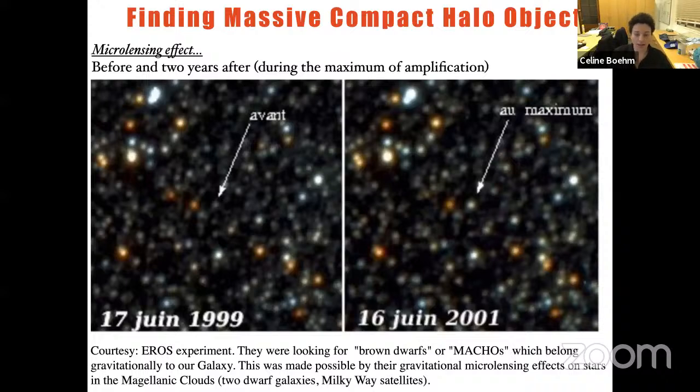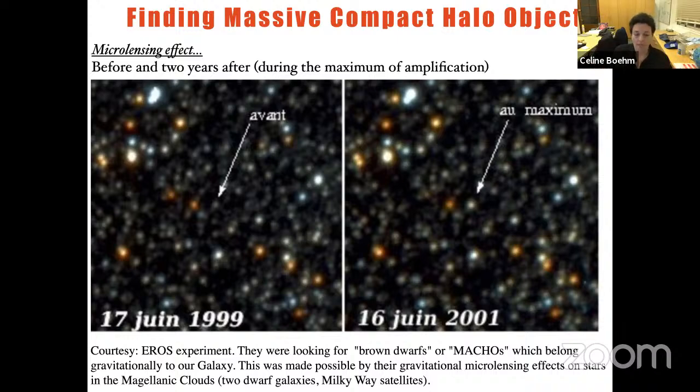And if you have those objects, then when they pass in front of a star, they would induce some lensing, as I explained before, but actually a very small amount of lensing. So it's called microlensing. And back before 2001, there were two experiments looking for those. Unfortunately, they have atrocious names, especially nowadays, but one is called EROS, and the other one is called MACHO. MACHO stands for Massive Compact Halo Object.